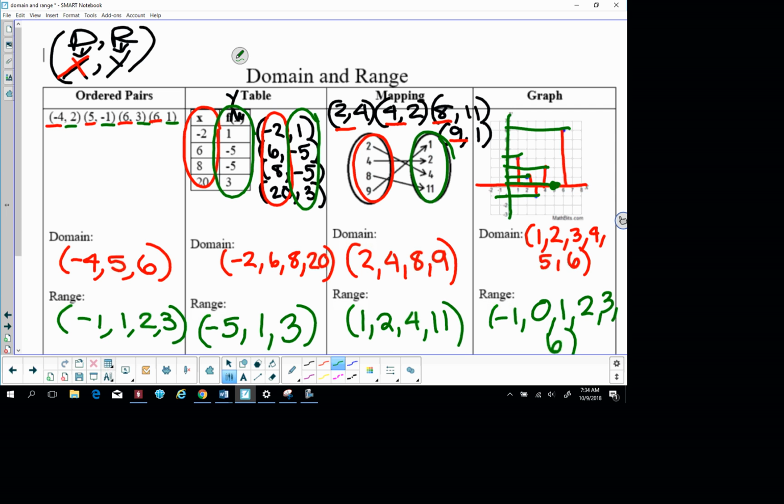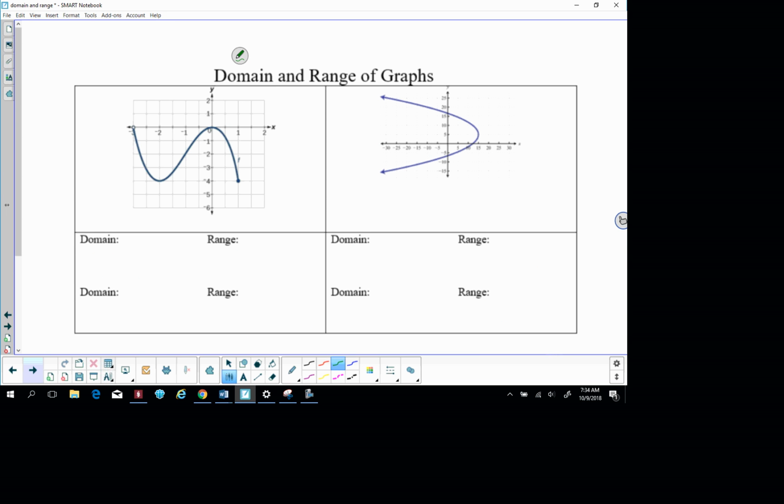All right, next thing we're going to do is look at graphs, and this is where you're going to need your highlighter. We're going to be looking at domain and range of different graphs. There are 2 ways we're going to be doing it. The first one is inequalities, and the second way is intervals. This one is the one that gets a little confusing.